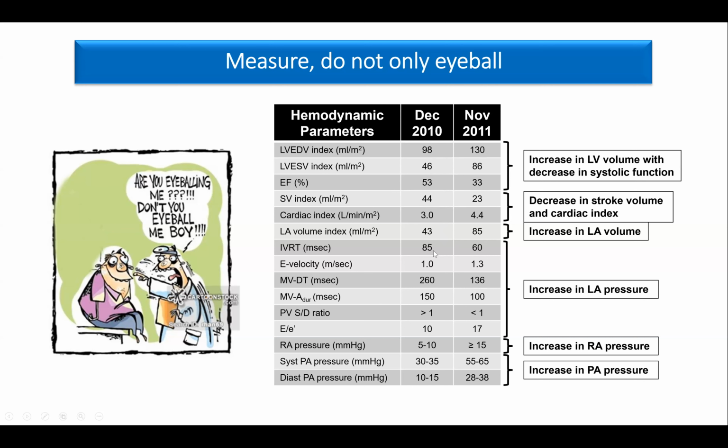You see IVRT shortened, E velocity went up, deceleration time went down, A duration went down, and pulmonary vein Doppler changed from more than 1 to less than 1 for the S to D ratio. E/E' went up. You can see RA pressure went up by IVC. You can see PA pressure doubled. So you can really tell that systolic as well as diastolic parameters went down. That's why it's very important to measure, not to eyeball things.